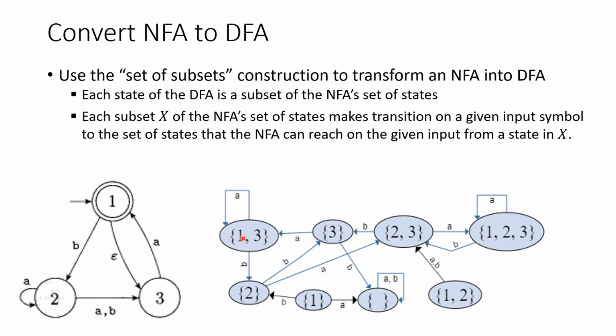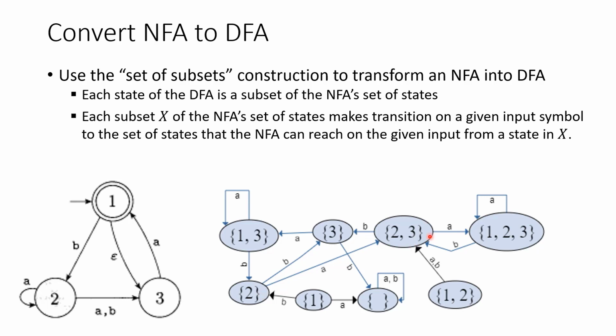So from the states 1 and 3 we can only go to the state 3 on the input symbol B. So the transition from the subset of 1, 3 on the input B will go to the subset that consists of just the state 2 of the NFA.